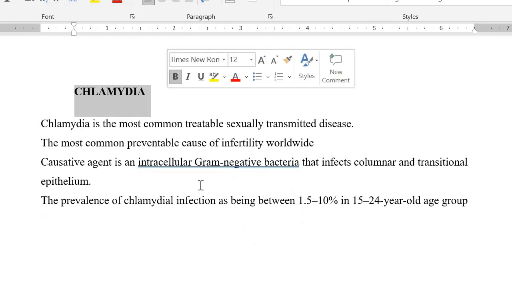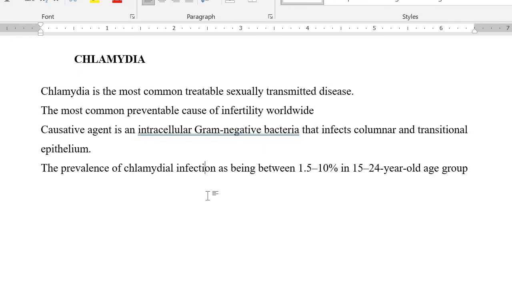Now the most common infection, chlamydia. Okay, the most common bacterial infection. Otherwise, the most common discharge, the physiological one, and the most common pathological one will be bacterial vaginosis. So, chlamydia is the most common treatable sexually transmitted infection.